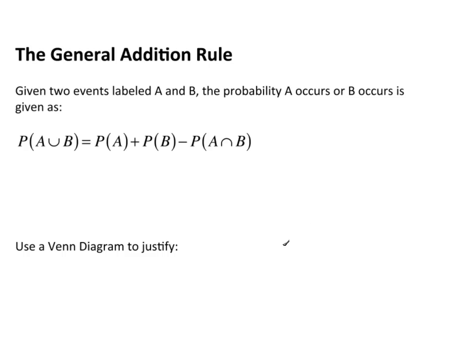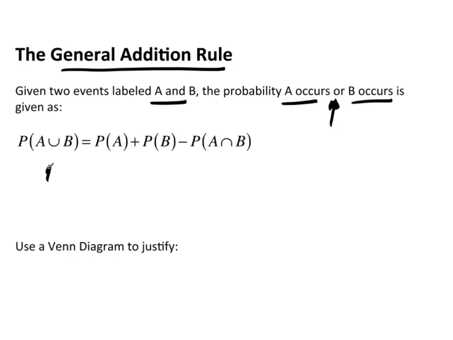Now that we have the idea of joint probabilities, we understand that concept, we understand the concept of independence, mutually exclusive, let's talk about a couple of general rules. The first one is the general addition rule for probabilities. Now, given two events labeled A and B, the probability that A occurs or B occurs is given as the probability of A or B.